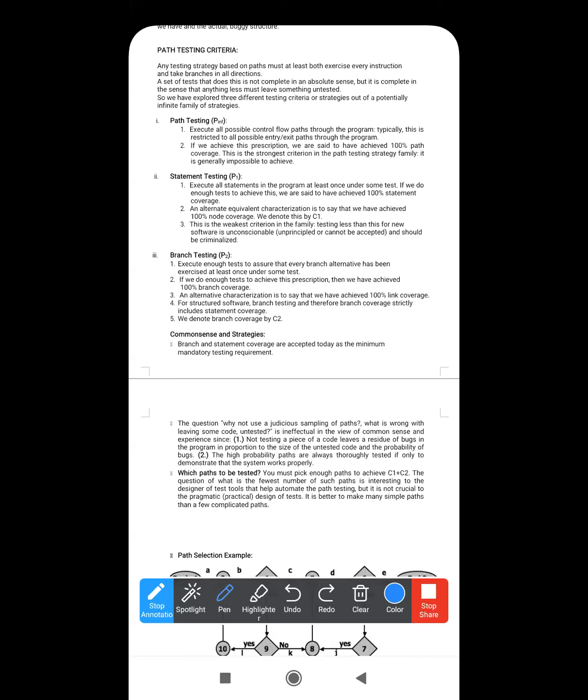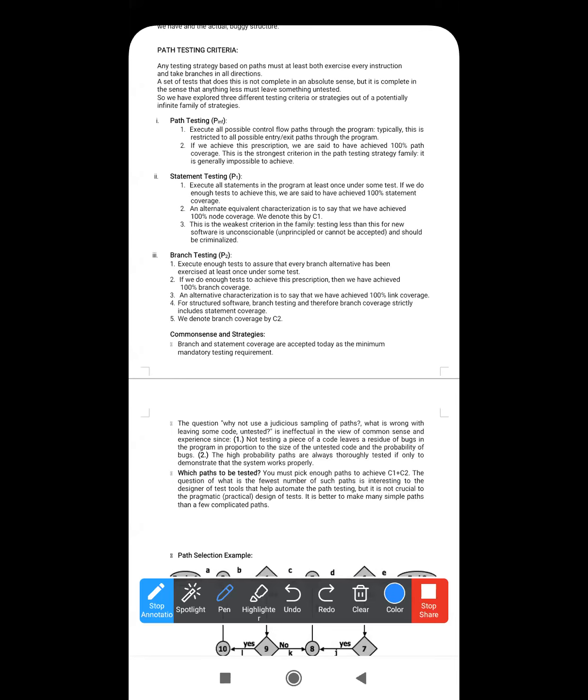Next one, statement testing. Here the statements are nothing but the number of lines or number of modules in the program. It executes all statements. A statement is nothing but a line in the program. Okay, one line is called a statement. Execute all statements in the program at least once under some test. If we do enough tests to achieve this, we are said to have achieved 100% statement coverage.